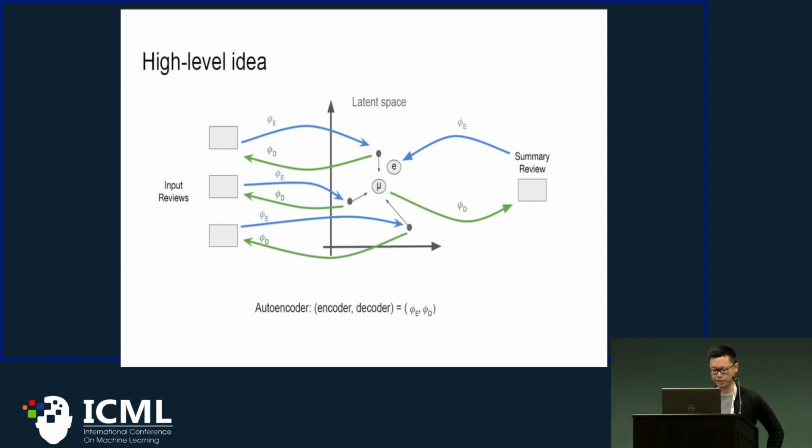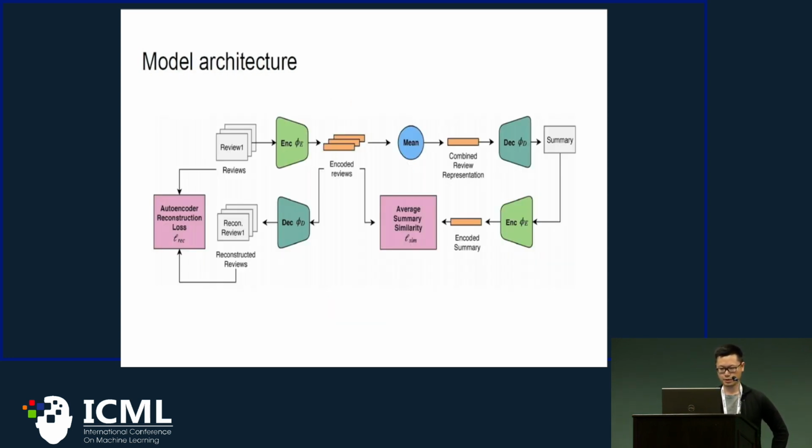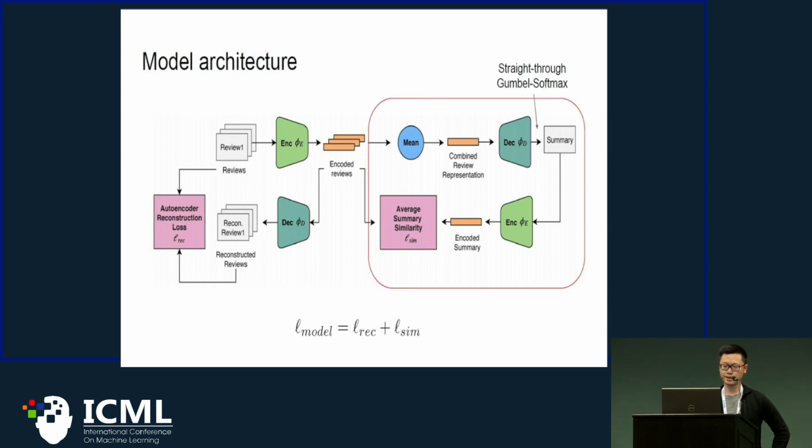Here's what the model architecture looks like. On the left is a standard autoencoder where each review is independently autoencoded and contributing to a reconstruction loss. The second component on the right imposes summarization-specific structure on the latent space. We take the mean encoding, decode a summary, re-encode it and then compute the cosine distance with the input reviews.